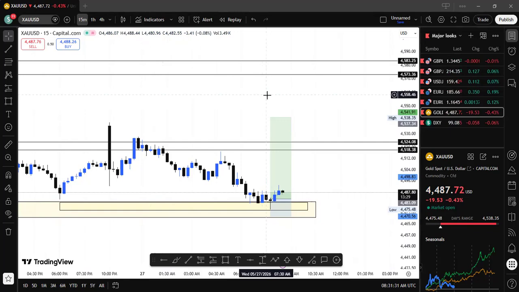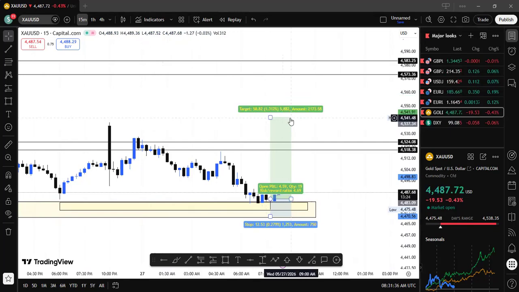So I'm going to hold this trade. Let's say to get to this point will probably be by 10 a.m. today. So I'm going to just hold it and see how this trade goes.